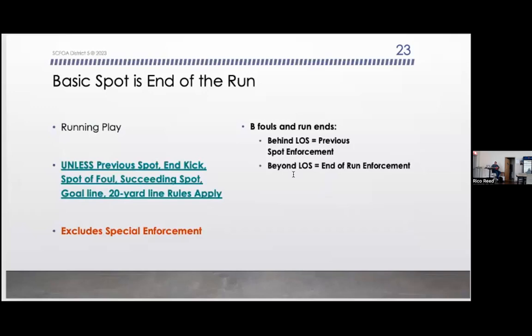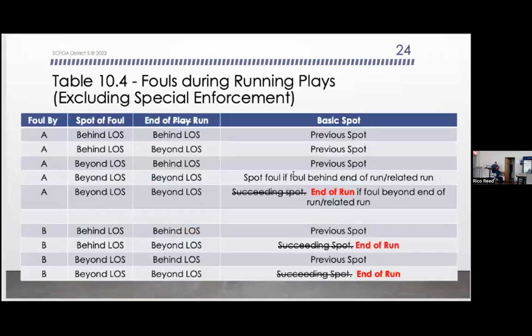B fouls and the run ends behind the line of scrimmage, we're going where? B fouls and the run ends beyond the line of scrimmage, and then run. There you go. There's that table again.